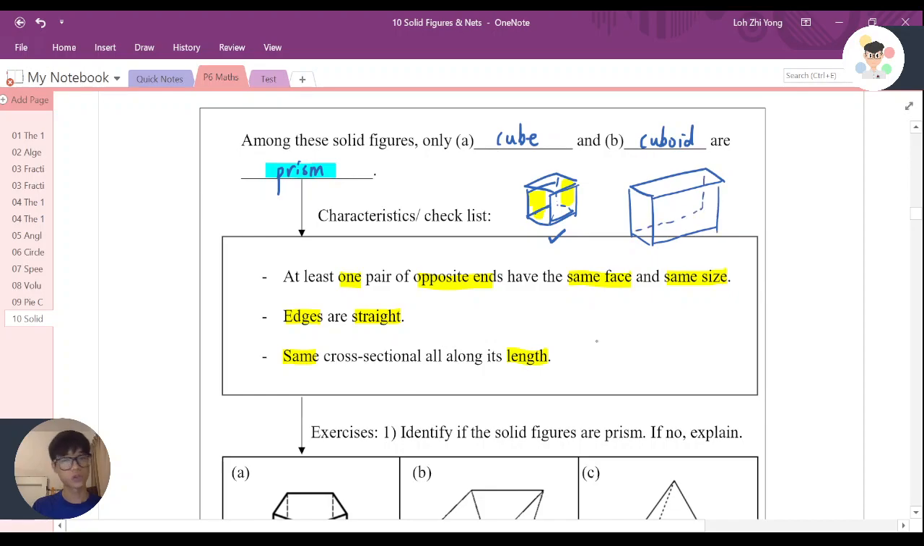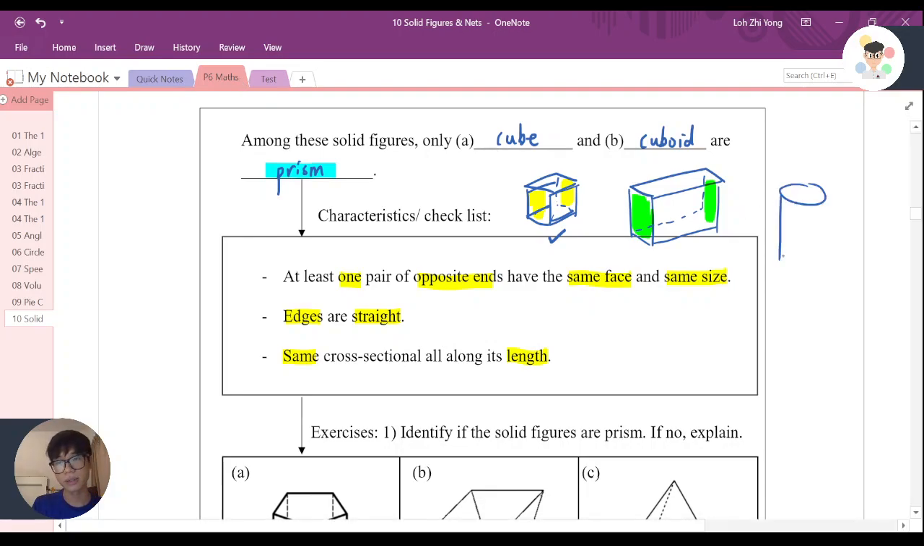And a cuboid is also considered a prism. Why? Because it has at least one pair of parallel opposite ends. So this is also the same as here. Of course, the top and the bottom faces are also the same. Edges are all straight and the same cross-section all along its length. Okay. However, you might be questioning, teacher, how about a cylinder?